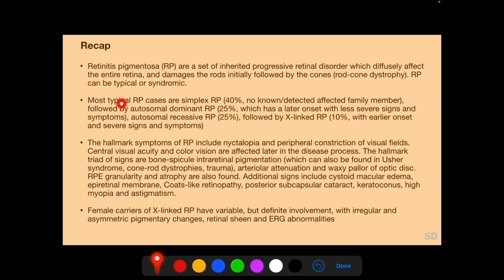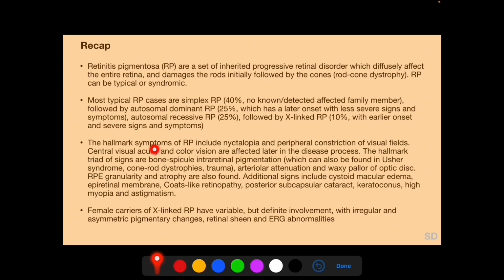Most typical RP patients are simplex RP with no known or detected affected family member, and they constitute 40% of all RP patients, followed by autosomal dominant RP, which has a later onset with less severe signs and symptoms and constitute 25% of all RP patients, autosomal recessive RP, which constitute another 25% of all RP cases, followed by X-linked RP, which constitute only 10% of all RP patients but have earlier onset and severe signs and symptoms.